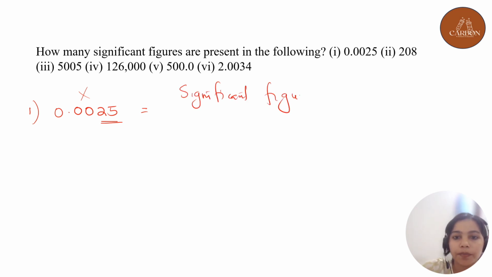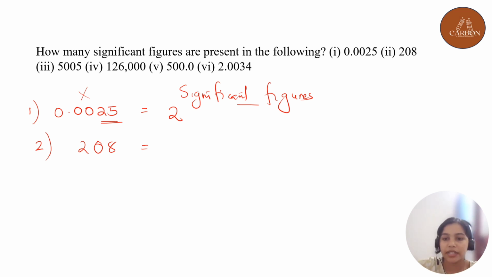How many significant figures are there? It's 2. Then the second one, 208. It's a captive zero, right? A zero between non-zero digits is called a captive zero. So it's 3. Get it? Then the third one, 5005. Here again, captive zeros between non-zero digits. That is 1, 2, 3, 4.